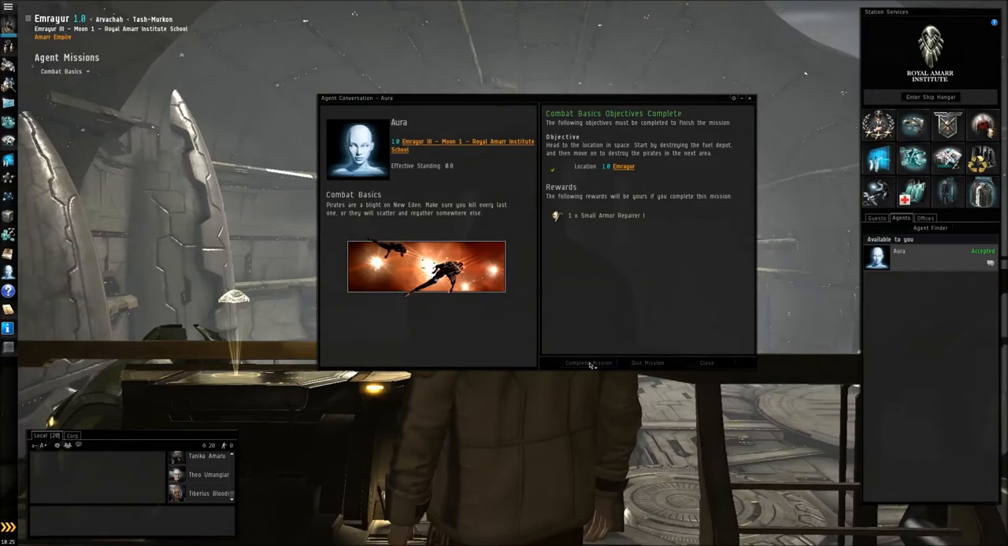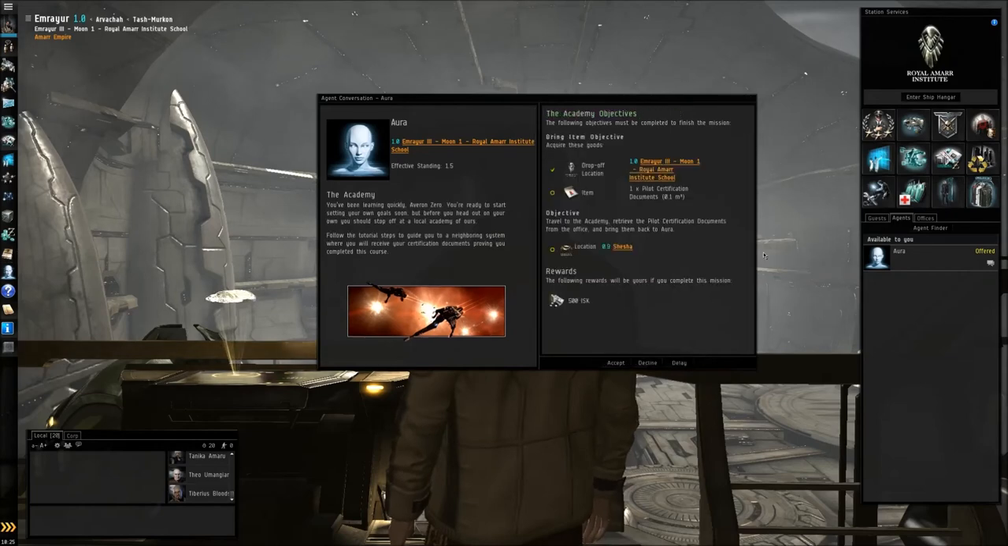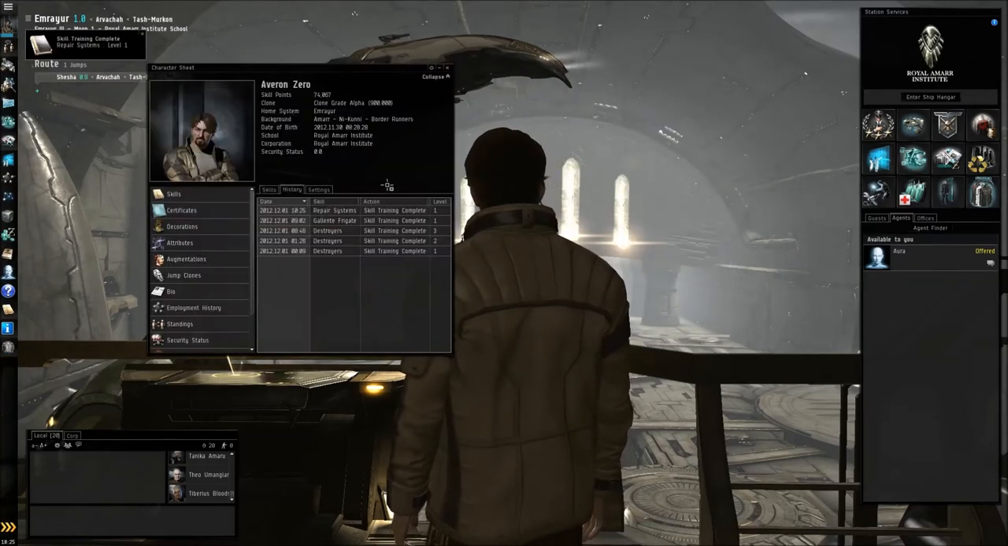Let's complete this mission, by the way. And we can get small armor repair. And in 8 seconds we'll be able to equip that. Let's see what our mission is. 500 ISK, wow. Well, we can show off jump gates. Skill training completed. Sweet.